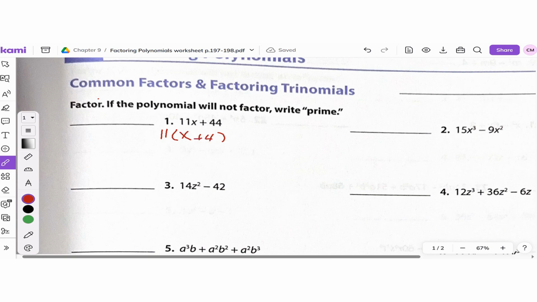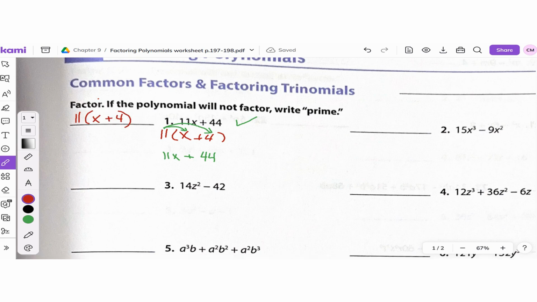From here, I can check my work to see that I did it correctly. So if I multiply my 11 times my x, that'll give me 11x. If I multiply my 11 times my 4, that will give me 44. So since my factoring matches the original, that means I did it correctly. So this is correct. So the solution to this first one is just going to be 11 times x plus 4.